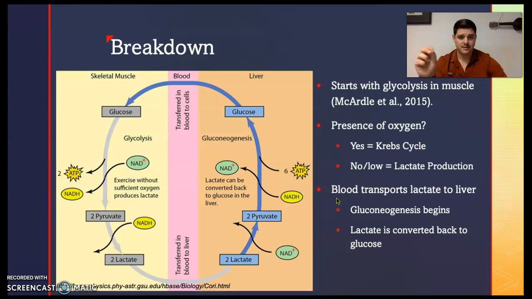So once it's there, again, that gluconeogenesis process is going to start. It's going to take in the lactate and convert that back into glucose and then push that back out through the bloodstream back into the muscle. So it's a constant ebb and flow.